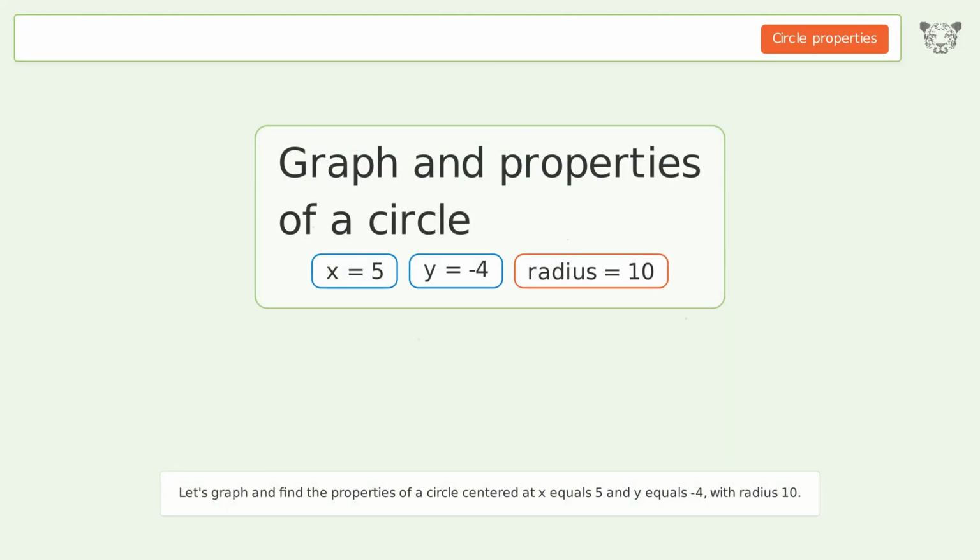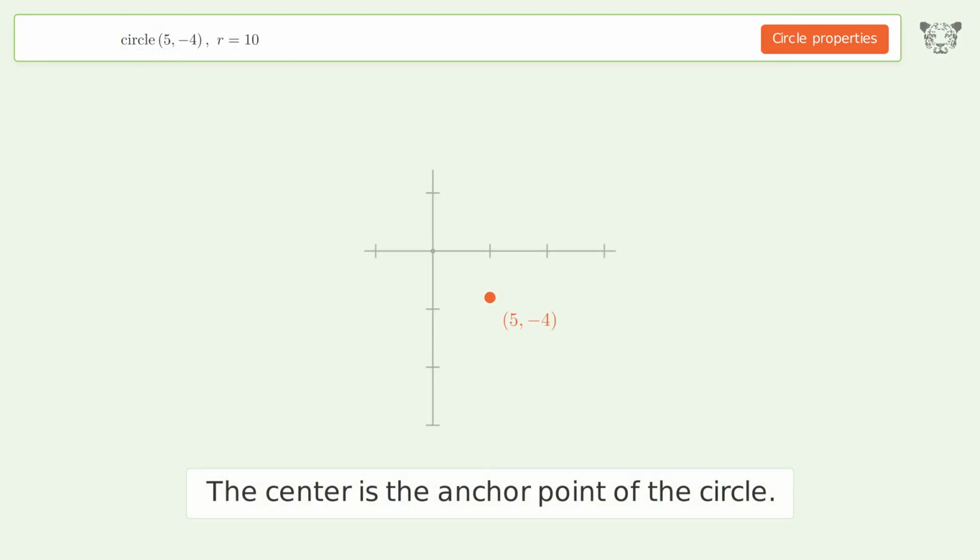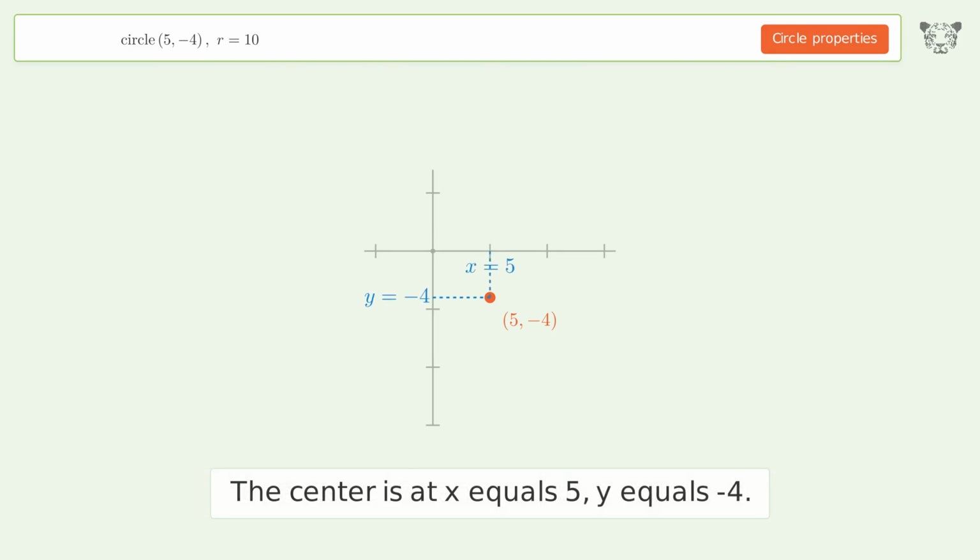Let's graph and find the properties of a circle centered at x equals 5 and y equals -4, with radius 10. The center is the anchor point of the circle. The center is at x equals 5, y equals -4.